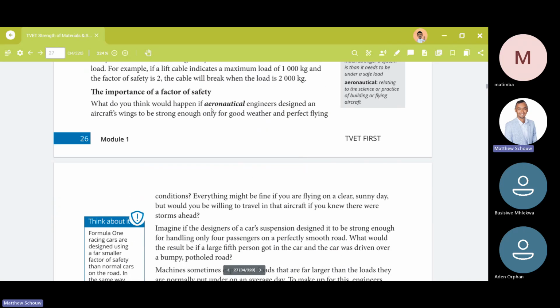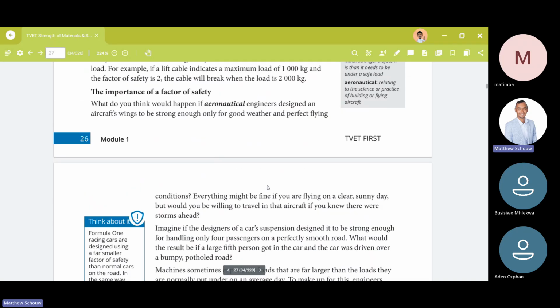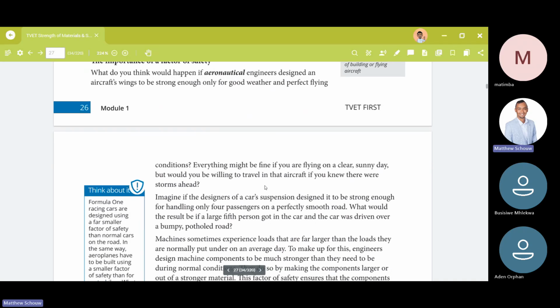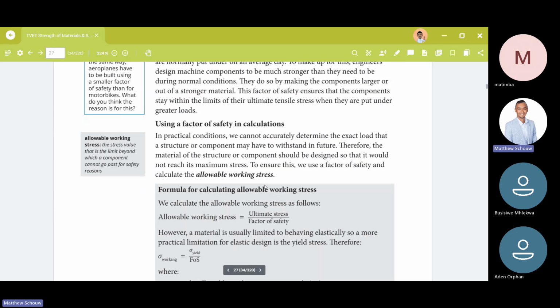Another example here is just reading off the book. He says, what do you think would happen if an aeronautical engineer designed aircraft strong enough only for good weather and perfect flying conditions? Everything might be fine on a clear sunny day, but what happens if it travels into storms ahead? So obviously we've got to think about that. So we need to design it for stricter conditions, with a stronger material. You can look at a few of these types of examples they give you.